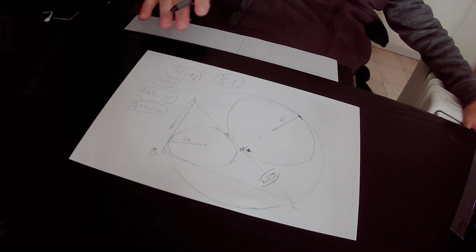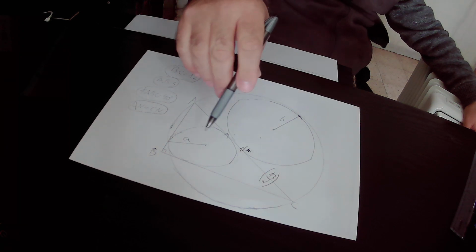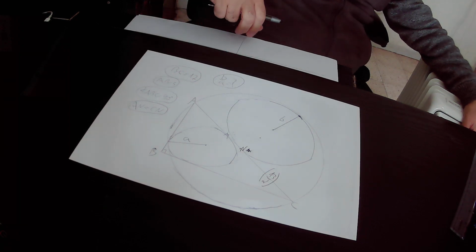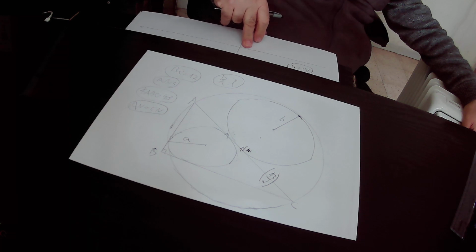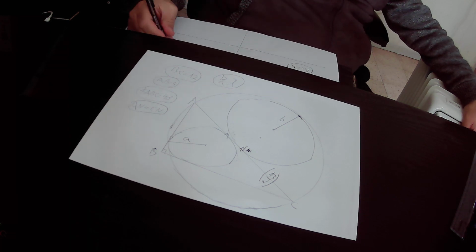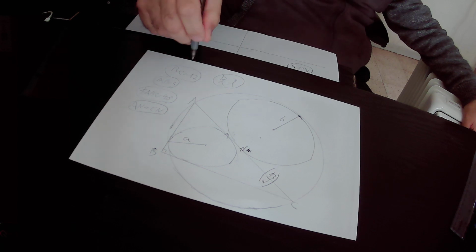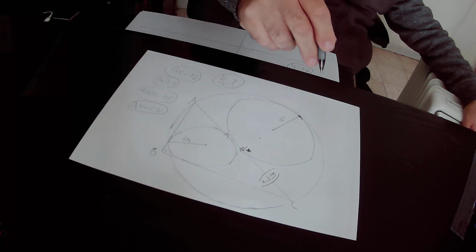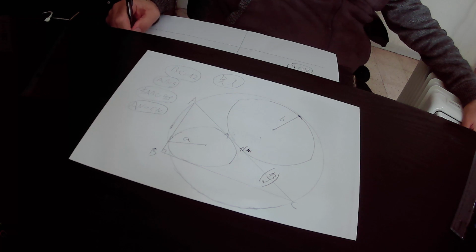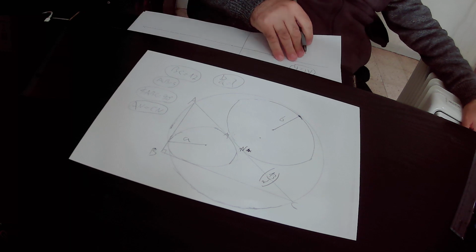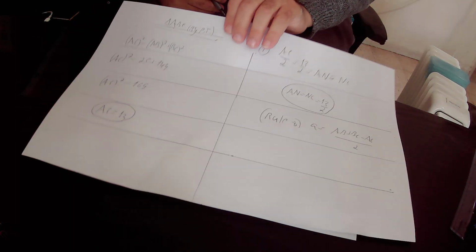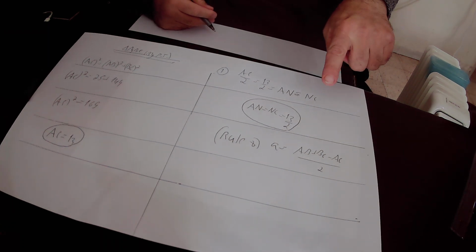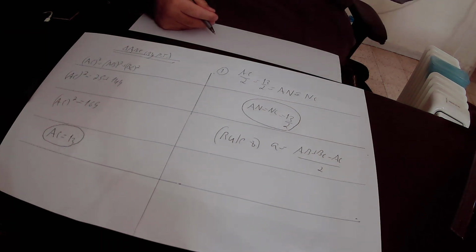Because in our drawing we have the right triangle ABC that encloses the circle whose radius is A. According to rule number 8, the radius A will be equal to (AB plus BC minus AC) over 2. Repeat again. According to rule number 8, the value of the radius A will be equal to (AB plus BC minus AC) over 2.